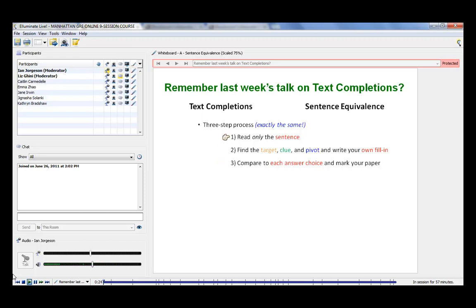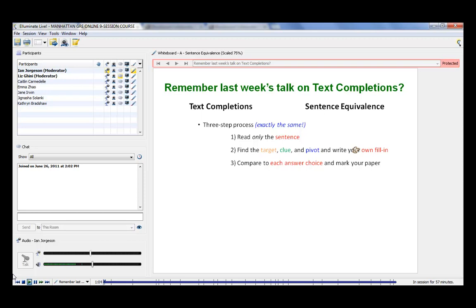We still want to read only the sentence. We don't want to look at the answers too quickly. And when we're reading that sentence, we're trying to figure out what the clue is that tells us what the blank is all about, and what the pivot is that tells us whether the clue agrees or disagrees with the blank. And finally, and this isn't always helpful, but it often is, understanding what the blank itself is referring to, the target. Knowing what the target is can sometimes help us understand the context of the sentence, and especially what general, broad category of word type we're looking for.